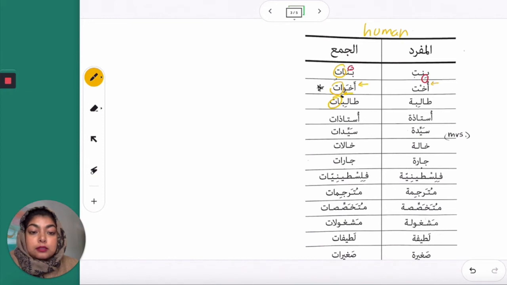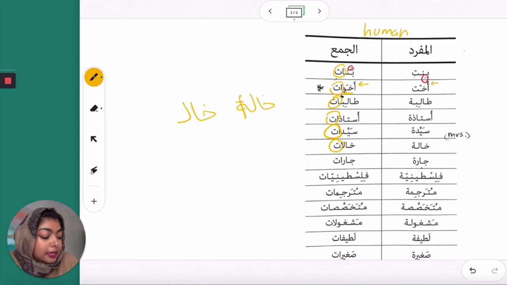طالبة, طالبات, students. أستاذة, أستاذات. Okay, female professors. سيدة. سيدة is like saying Mrs. or ladies. سيدة, سيدات. خالة, خالات. So remember here we're taking off the ta marbuta. So now you have it like this. When we want to add a lam, when you write lam with an alif, it looks like this, or it can look like this. So that's why you have the alif inside of it.